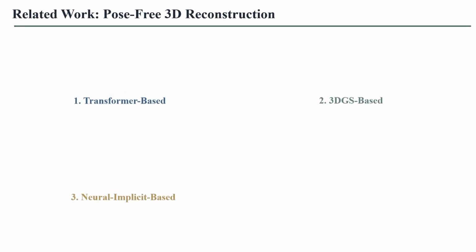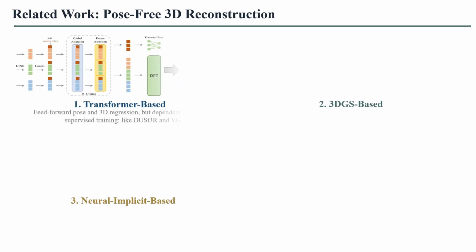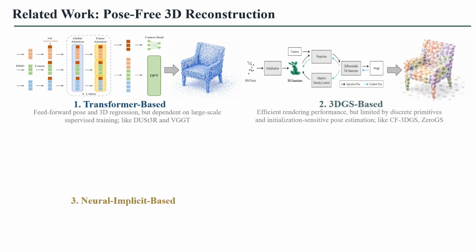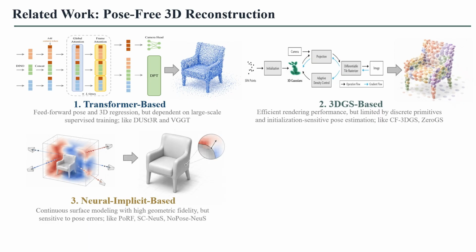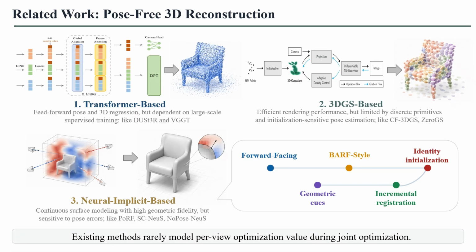Existing pose-free 3D reconstruction methods can be grouped into three categories. First, transformer-based methods perform feed-forward pose and 3D prediction, but depend on large-scale supervised training with pose-annotated data. Second, 3D Gaussian splatting-based methods benefit from efficient rendering performance but are limited by discrete primitives and initialization-sensitive pose estimation. Third, neural implicit methods offer continuous surface modeling with high geometric fidelity, but joint optimization is sensitive to pose errors. Our work follows the neural implicit direction.